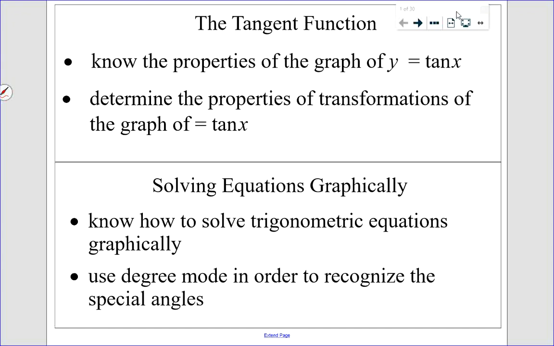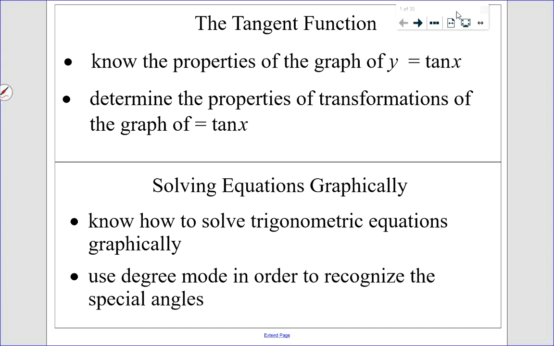You were expected to know the properties of the tangent function. So that's that graph that has all of those asymptotes, those vertical asymptotes. You're going to have to go back and look at lesson 5.3 from the previous unit to remind yourself of that. And you have to know the properties of the graph of tan of x so that you can find the properties of the graphs of transformations of tan of x.